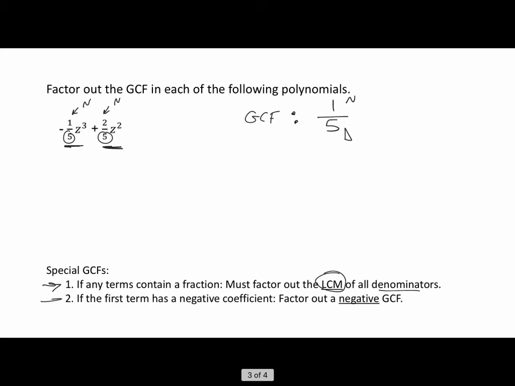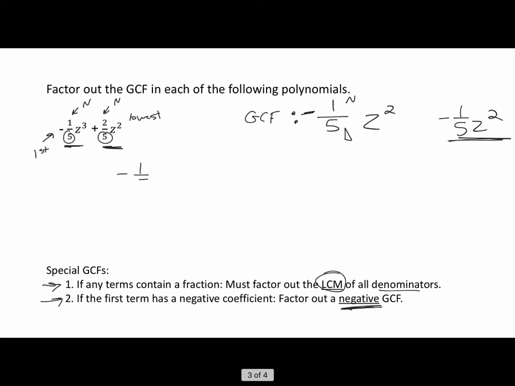Another thing is that if your very first term has a negative coefficient, then your GCF will be negative. You'll be factoring out a negative greatest common factor because the first term is negative. Always, always factor out a negative if the first term is negative. Okay, so I took care of the negative. I took care of the fraction. What's left? z. They do have a z in common for those 2 terms, so the lowest exponent is 2. And that makes our GCF negative 1/5 z squared.